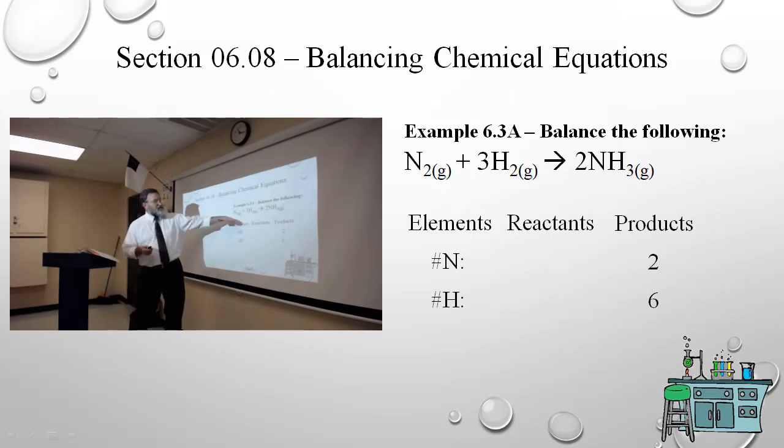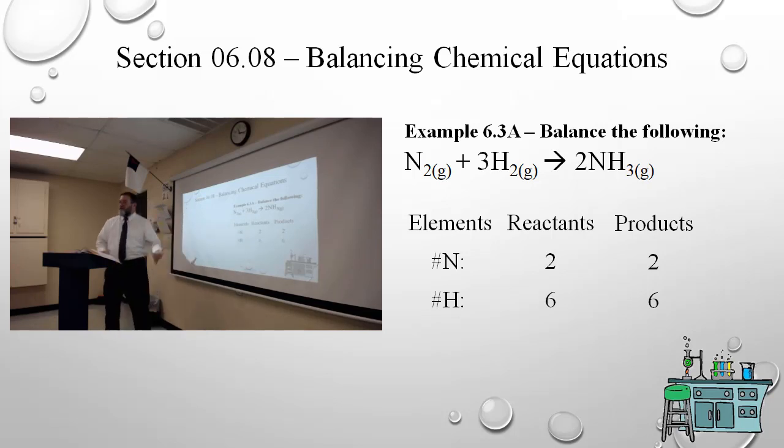I have to go back now. Since I changed a reactant, I need to recompute all my reactants. My nitrogen count from left to right, I've got 1 set of 2. My hydrogen count from left to right, I've got 3 sets of 2, which is 6. Is it balanced? Boom. This is my balanced reaction equation.